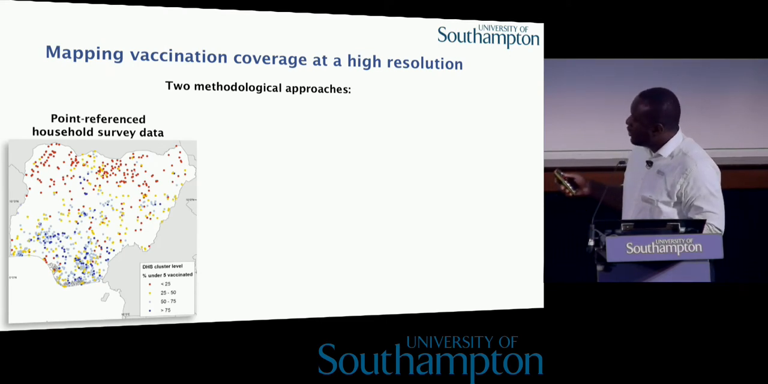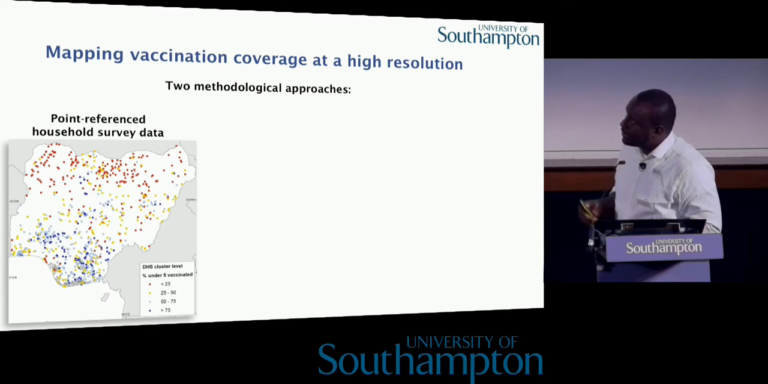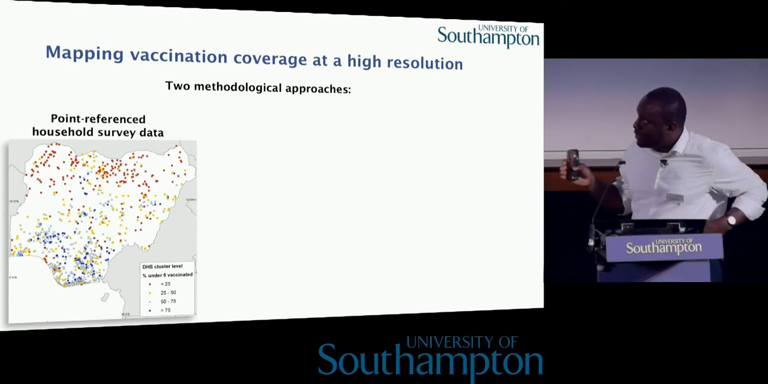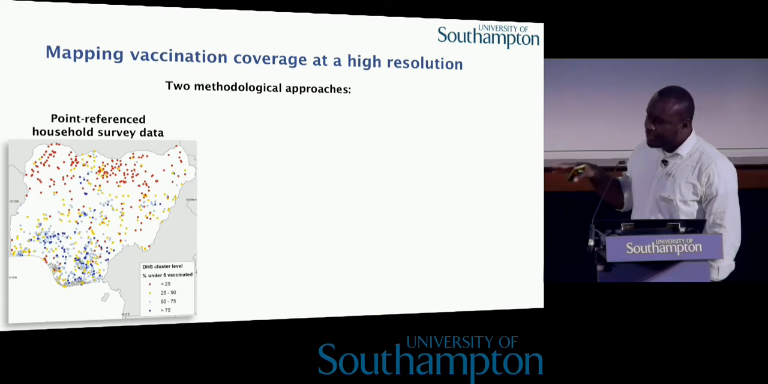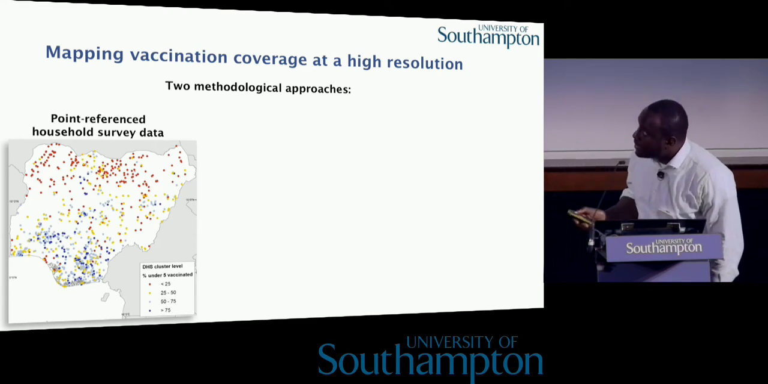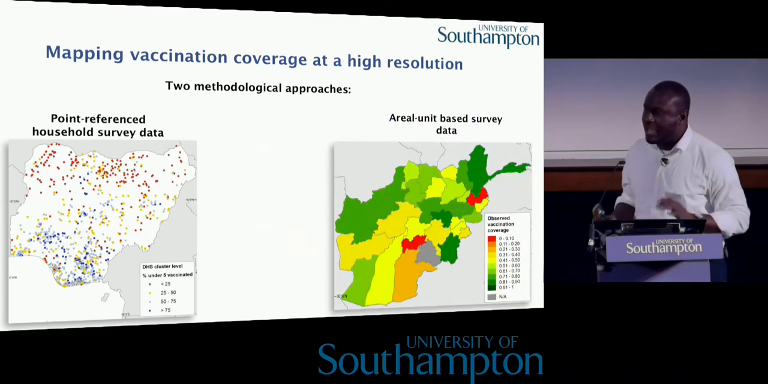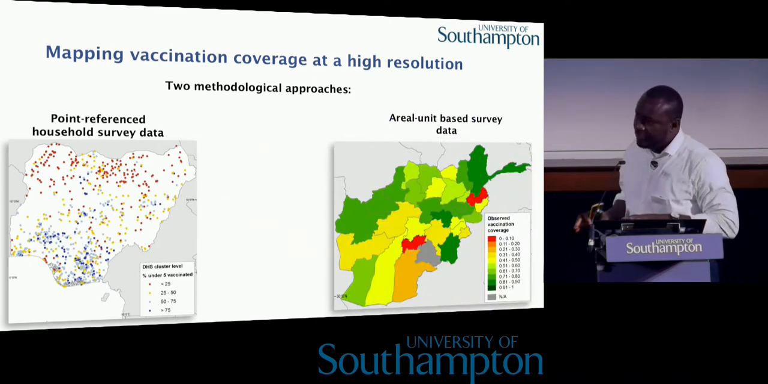So the red dots are survey locations where low vaccination coverage was found, and the blue dots are survey locations where higher levels of coverage were found. So you can see that the blue dots are concentrated in the southern part of this country, whereas the red dots are in the north, which shows that the northern region generally has lower coverage levels compared to the south. Now, for some countries, we do not have access to point reference data.